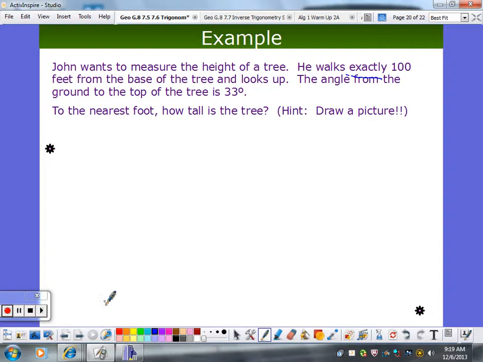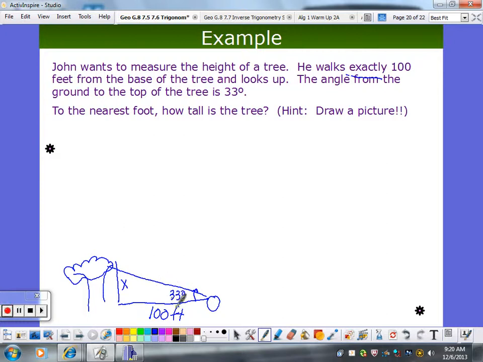Well, it would be a good line. You make a tree, right? This is what he wants to measure, right? So there we go. Start with that. He walks exactly 100 feet from the base. Now, assuming this guy is a normal person just walking on the ground, and of course the ground is perfectly straight, 100 feet from there, he puts his face right on the ground, and he's looking up. How much is he looking up? 33 degrees.